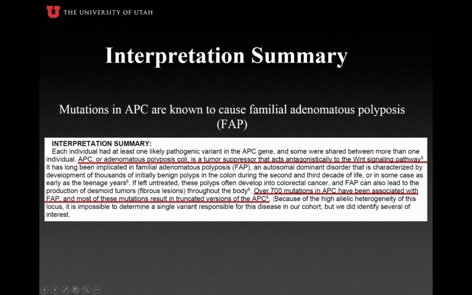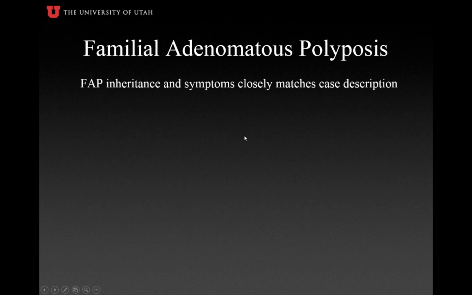It's also known that over 700 mutations in APC have been associated with an autosomal dominant disorder that predisposes individuals to colorectal cancer, especially early in life. And the name of this disease is familial adenomatous polyposis, or FAP. And this was really exciting to us because when we researched FAP further, we found that it closely matched the case description that we were given for the individuals. They told us it was an autosomal dominant disease, which FAP is.